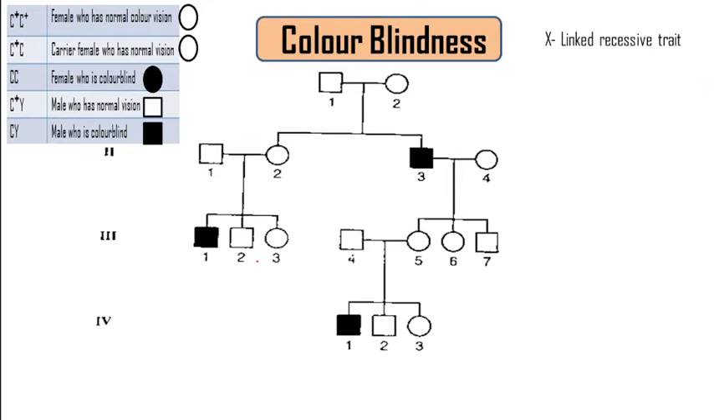Next, color blindness. This is a little tricky. This is an X-linked recessive trait. Recessive because it has not been seen in all the four generations. It is a recessive trait and it is associated with the X chromosome. So this is the X-linked recessive trait.